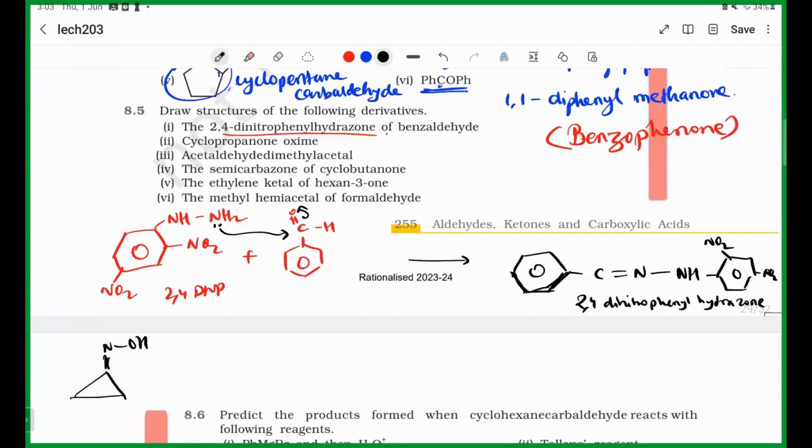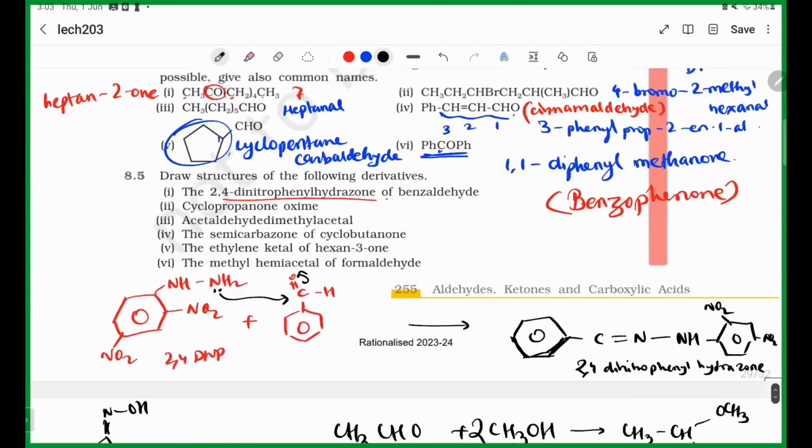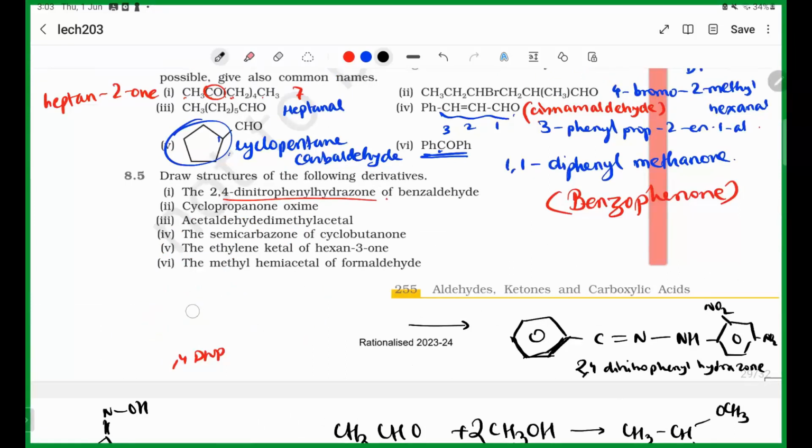Now, acetaldehyde dimethyl acetal. First, what is acetaldehyde? CH3CHO. If you want the acetal, you get the dimethyl acetal. We need to react it with CH3OH twice to form CH3CH(OCH3)2. That's an acetal, and that is what we want. Then you need the semicarbazone of cyclobutanone. So what is a semicarbazone? I think we have already found out that it is NH-CO-NH2 with an NH2 here, but that is basically C double bond N attached to the compound of interest, right?